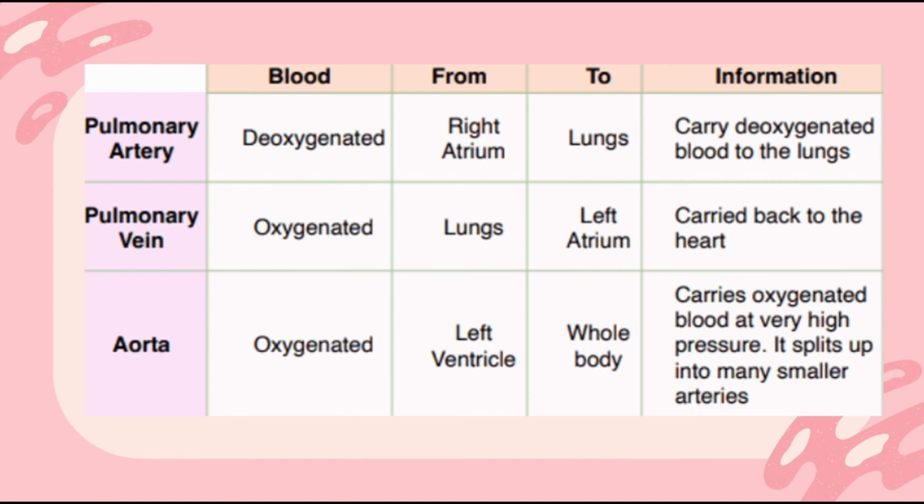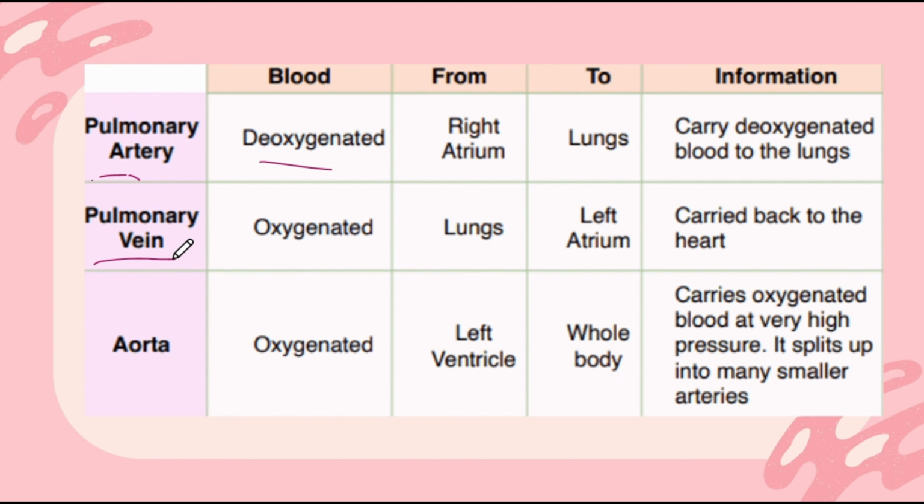Here I have given a table where it shows the functions of pulmonary artery, pulmonary vein and aorta, and which type of blood they contain. Here we can see that pulmonary artery contains deoxygenated blood. The deoxygenated blood enters from the right atrium and then it goes to the lungs to get oxygenated. And what is the information? The information is the pulmonary artery carries deoxygenated blood to the lungs to get oxygenated.